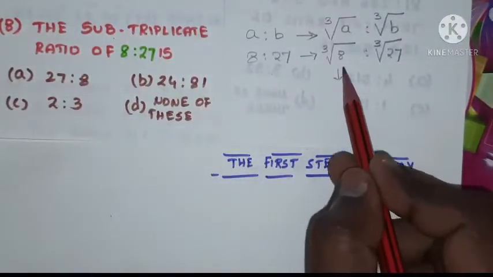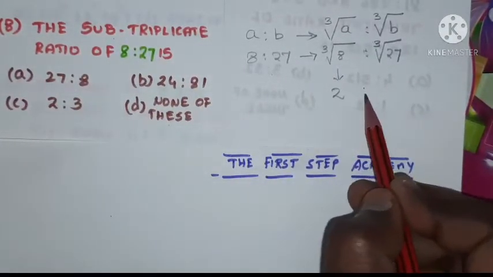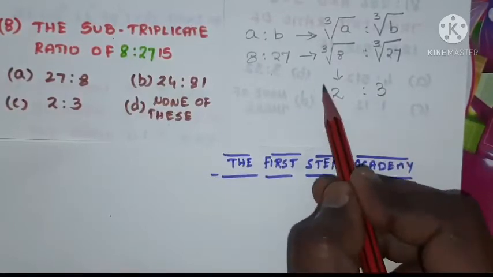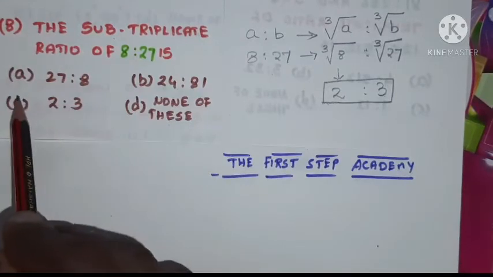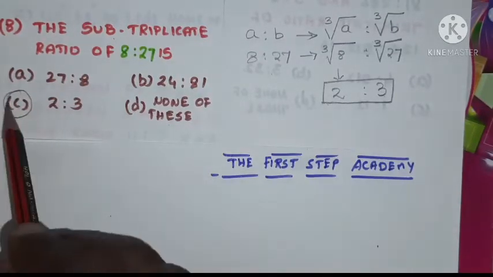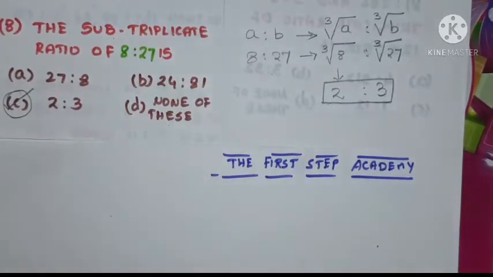So the cube root of 8 is 2, where cube root of 27 is 3. So the answer is 2 is to 3. So look at the options. Which option matches? Exactly, option C is matching with the answer. Hence, option C is the right answer for this particular problem. Fine. Hope you understand. Good.